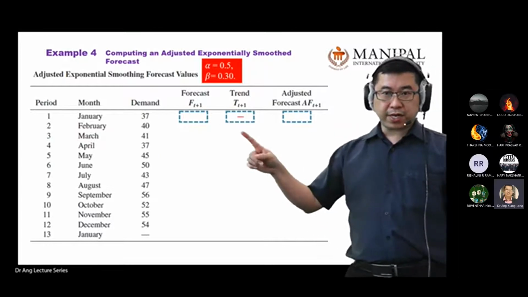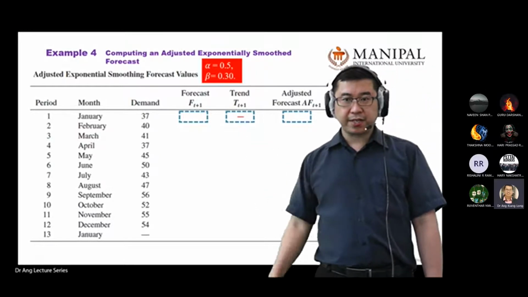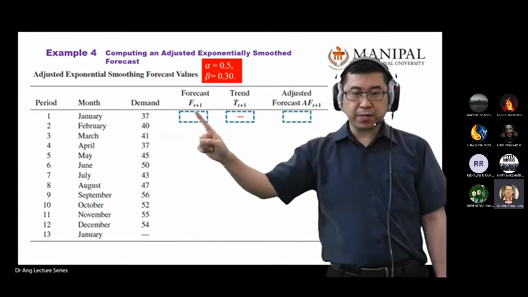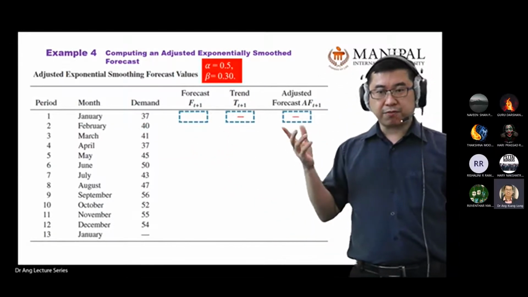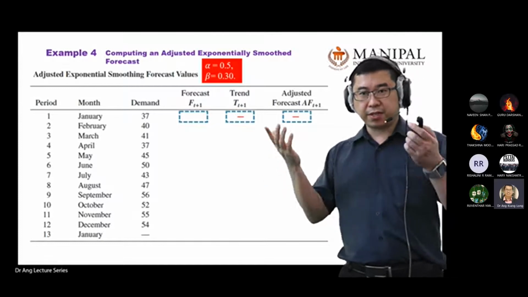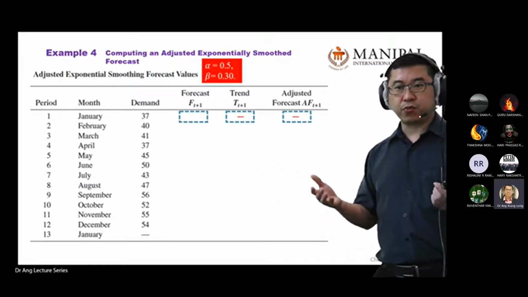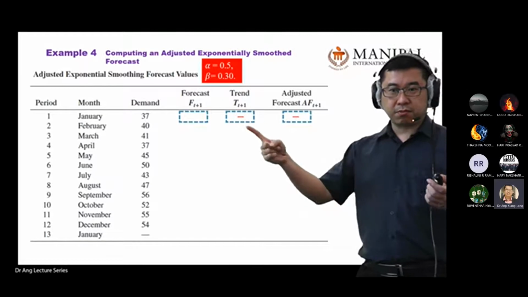So for the first one, we don't have trend. For the first month, January, we don't have trend. We don't have adjusted because the first month is the beginning of the data. We don't have something to forecast. So it's 0, 0.